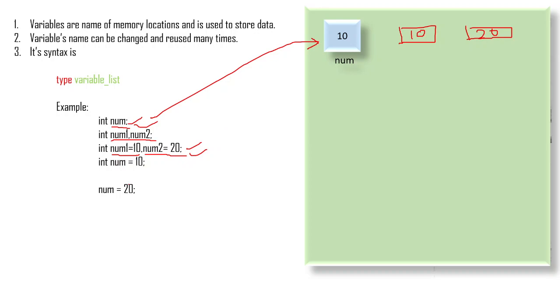Okay, so these 3 points are covered. Variables are the name of a memory location and are used to store data. Variable names can be changed and reused many times, and the syntax is type and variable list. So in this syntax we have understood what this variable list is. It is multiple names all together, like num1, num2, num3, separated by commas, and if you want to give them initial values, you just put equals 10, then comma, num2 equals 20, comma, num3 equals 30, like this.